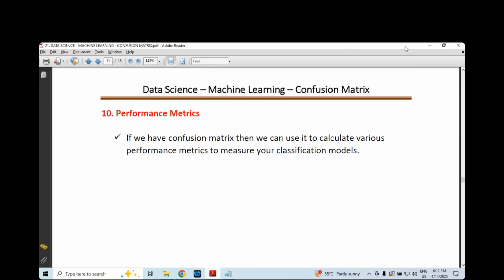If you have a confusion matrix, from here we will get a lot of definitions. Then we can use it to calculate the various performance metrics to measure your classification model. I'm repeating again: first of all, we need the confusion matrix. From this confusion matrix, we'll get the cost functions. Let me tell you step by step.